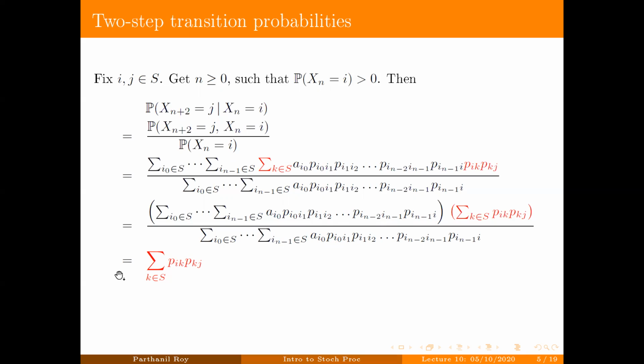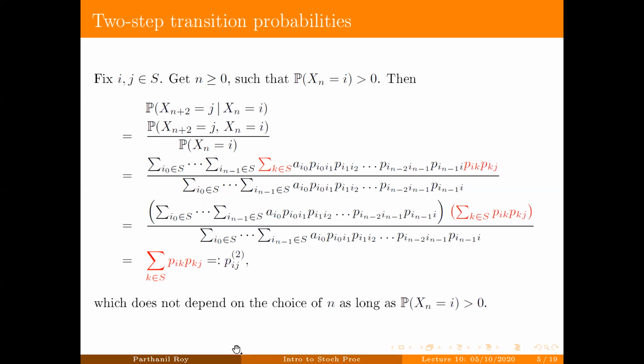Now note that this quantity does not depend on the choice of n. As long as this is well defined, this equation is true. This is equal to this thing. So this is what we'll denote by P2ij, and this would be called the two-step transition probability from i to j.